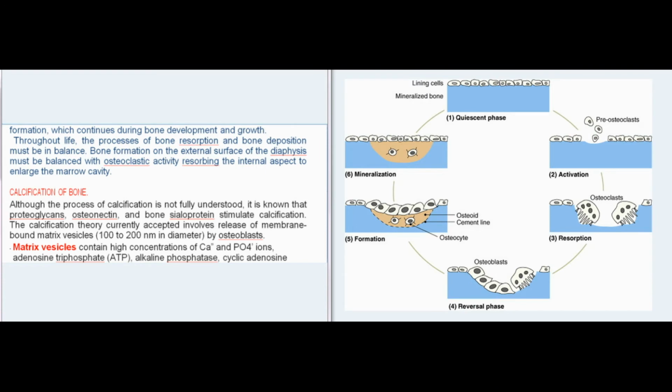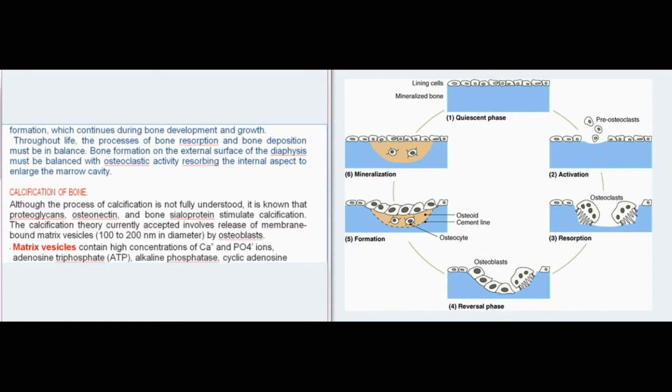Throughout life, the processes of bone resorption and bone deposition must be in balance. Bone formation on the external surface of the diaphysis must be balanced with osteoclastic activity resorbing the internal aspect to enlarge the marrow cavity.